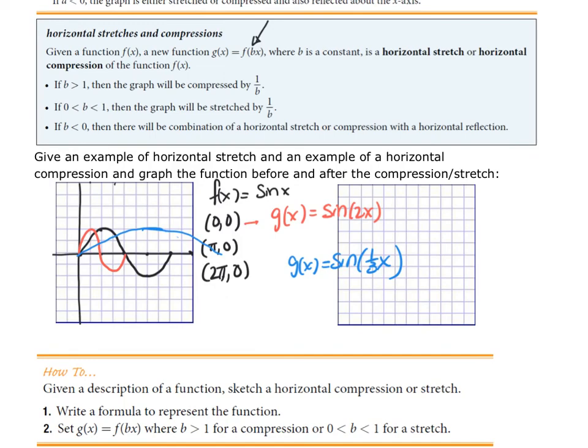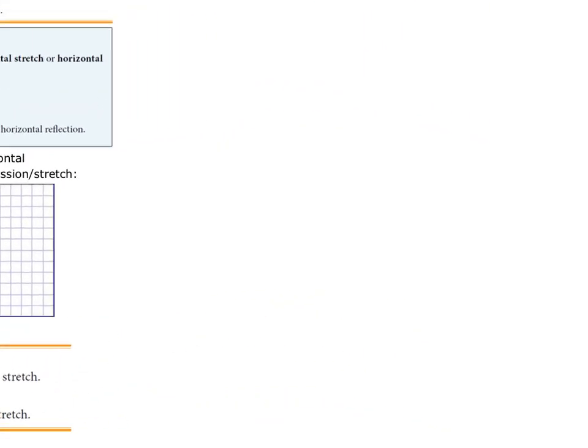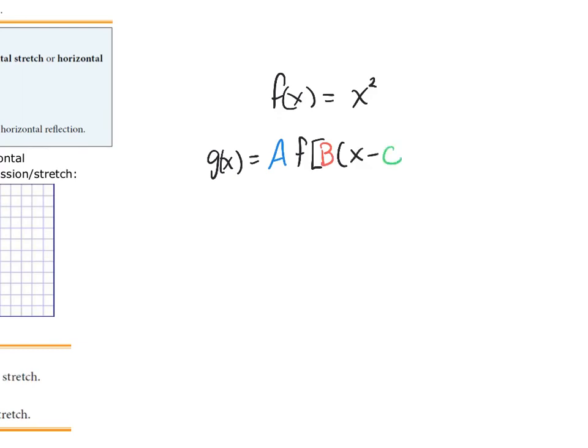I'm not going to be able to finish this today. So when you are looking at your function f of x is equal to some function, we'll call it x squared, then g of x is going to be equal to some a value out front as a multiplier of your function, then you're going to have some b value times x minus some c value, plus some d value.